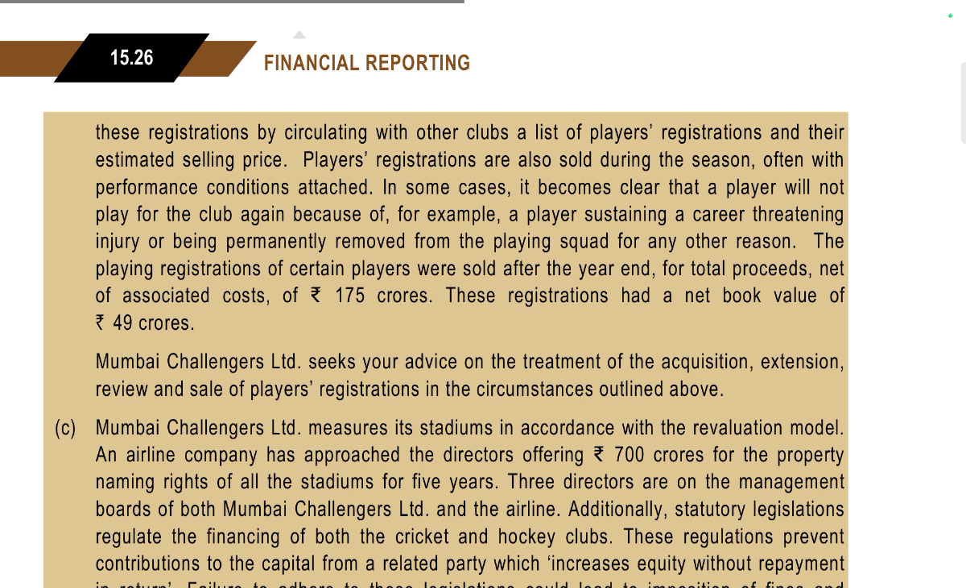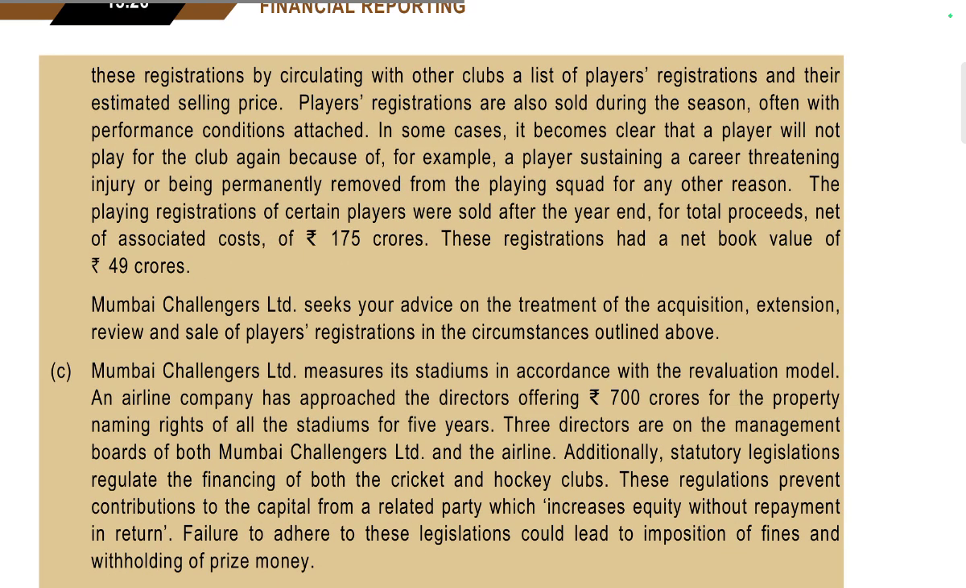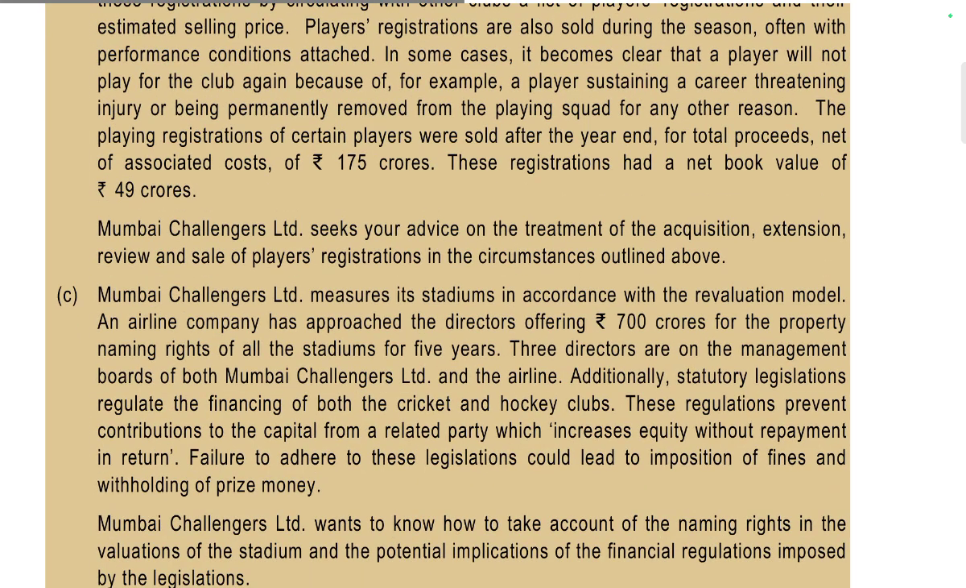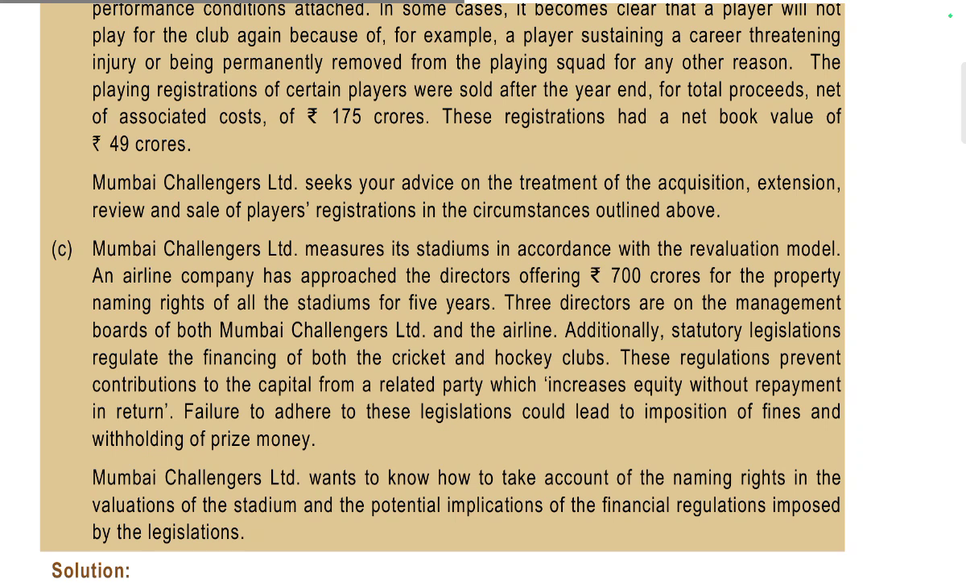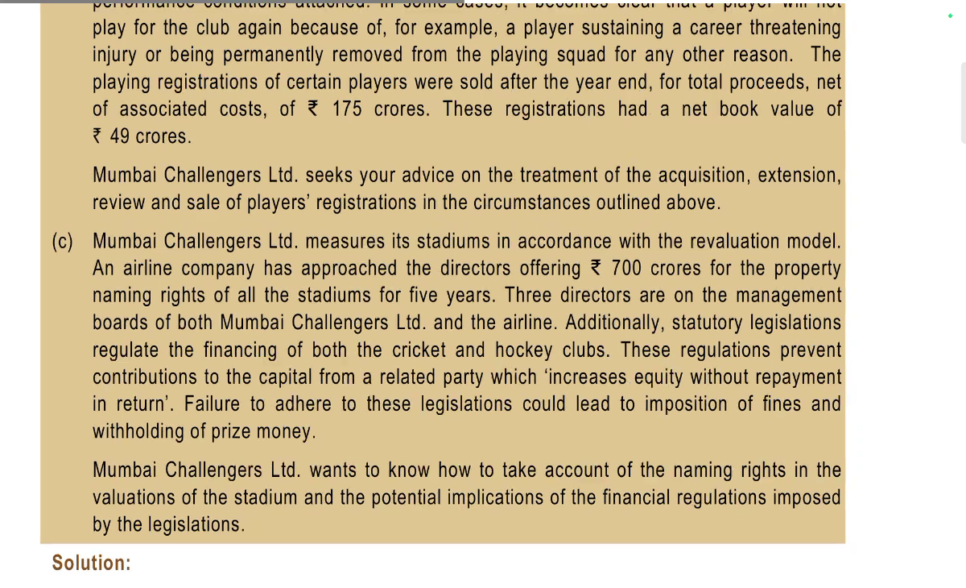The player's registration is also sold during the season, often with a performance condition attached. In some cases, it has become clear that the player will not play for the club again because, for example, the player sustained a career-threatening injury and was permanently removed from the squad. The player registrations of certain players were sold after the year end, with total proceeds net of associated costs of 175 crores. The register has a net book value of 49 crores.